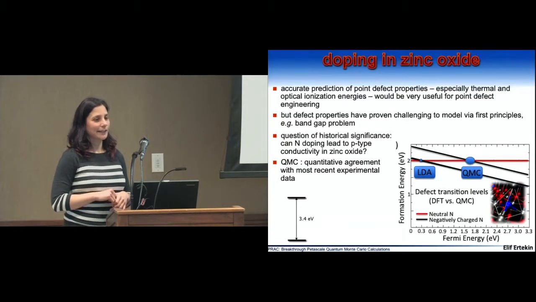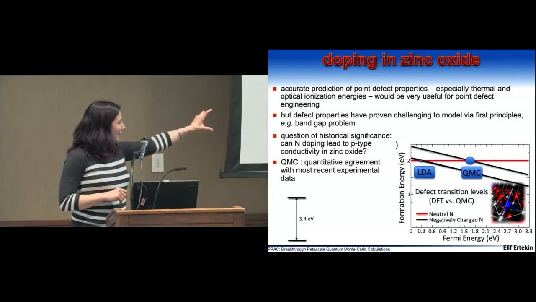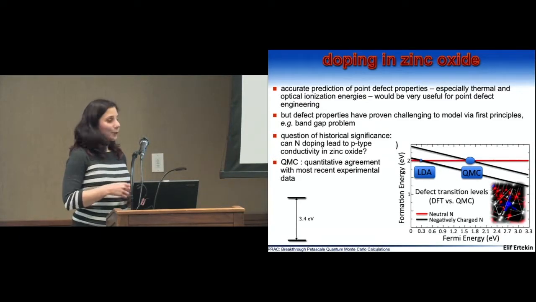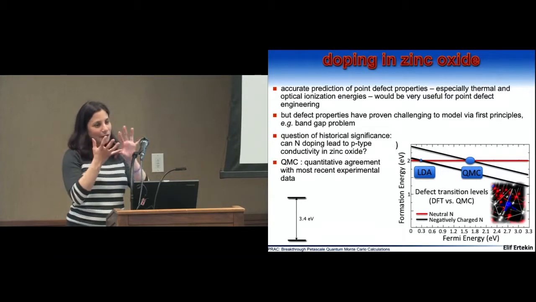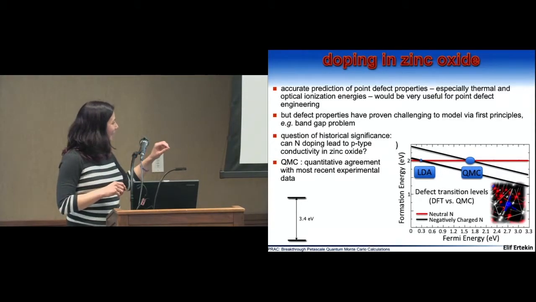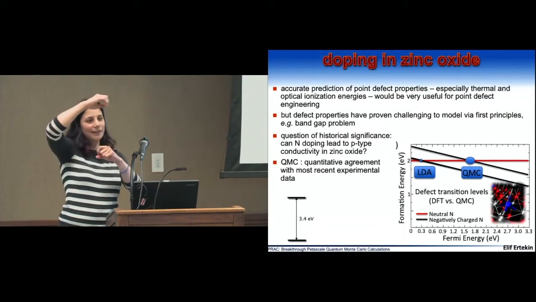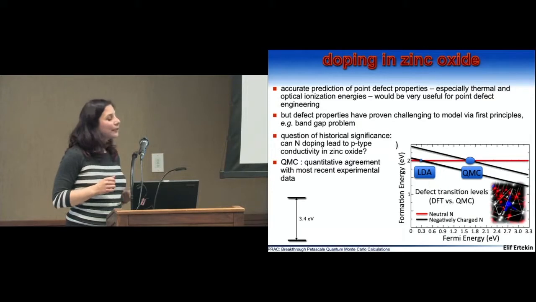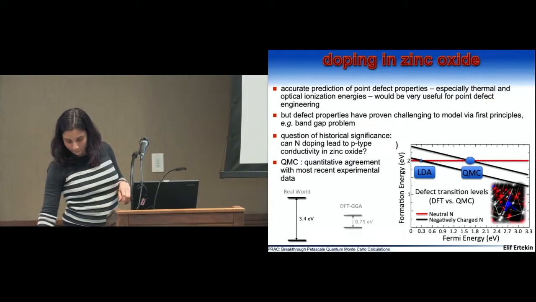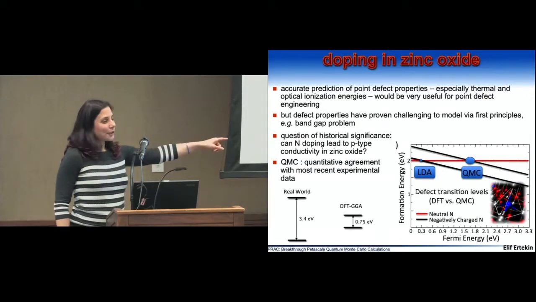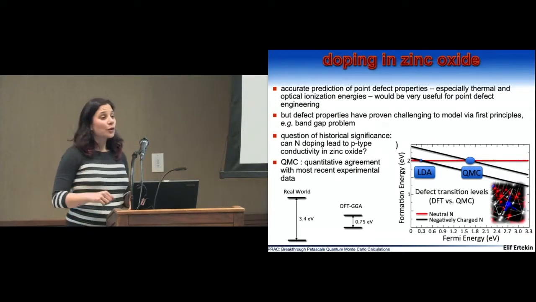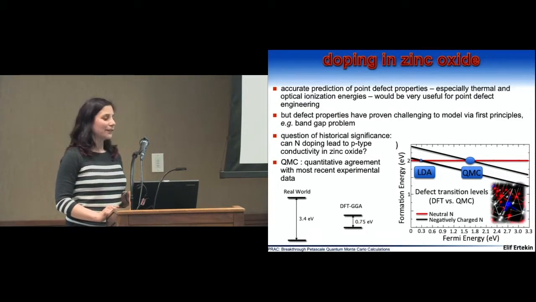So zinc oxide is a semiconductor that notoriously has been very problematic from the modeling perspective. This is the experimental band gap of the material, 3.4 electron volts. That is the energy necessary to take that highest level electron and promote it to the next available state. 3.4 eV in reality. The problem is that in our conventional methods, that gap is pretty grossly underestimated, so about 0.75 electron volts or so.